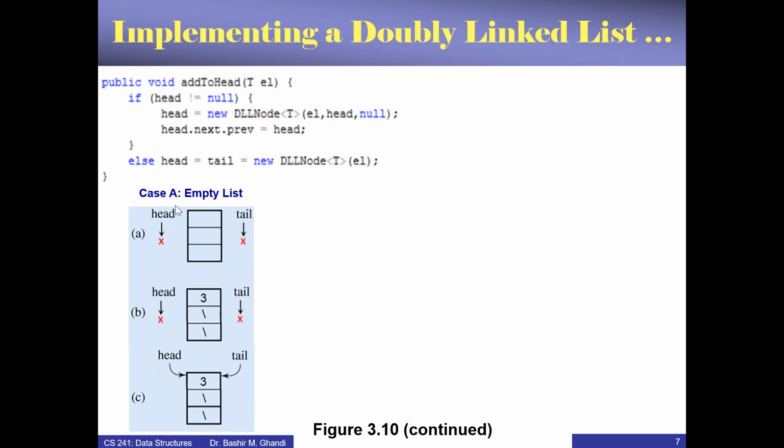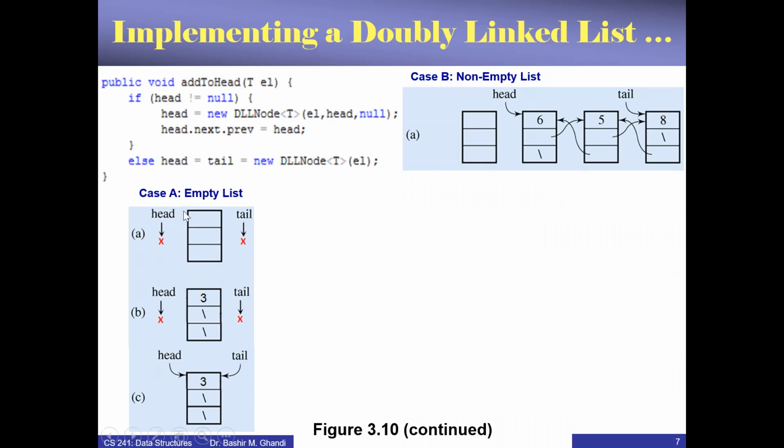The second scenario is where the list is not empty. So suppose, for example, we have a list containing 3 nodes, 6, 5, and 8. And presently head is pointing to this node and tail is pointing to this one. We want to add a new node at the beginning of the list. So how are these two statements doing that? Let's start with the first one. It says head becomes new DLL node, element, head, null. So again, let's look at the right hand side of this assignment statement first.